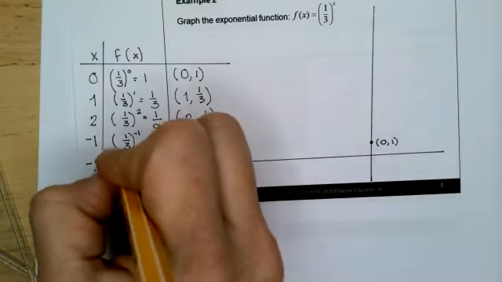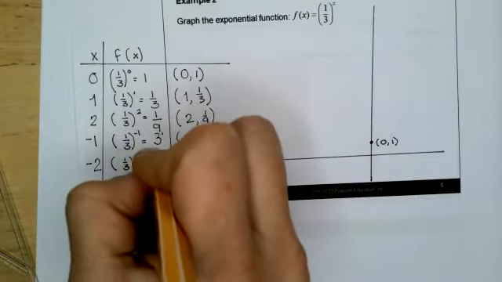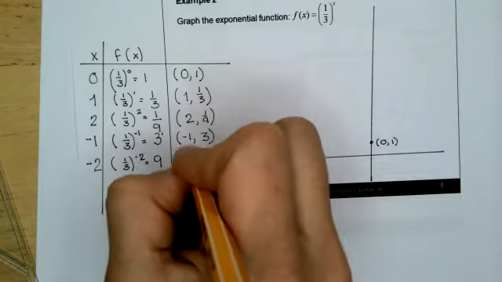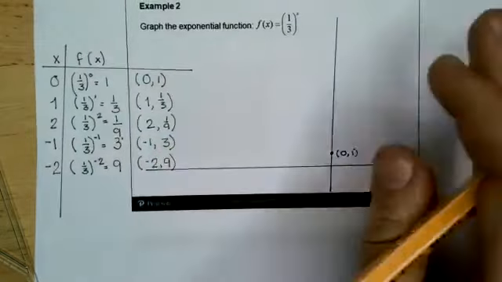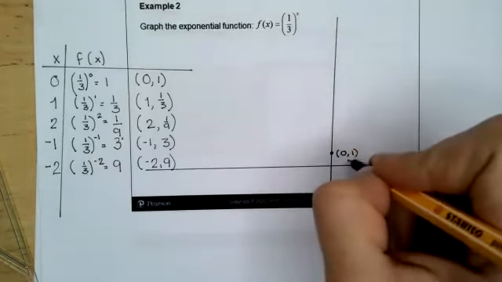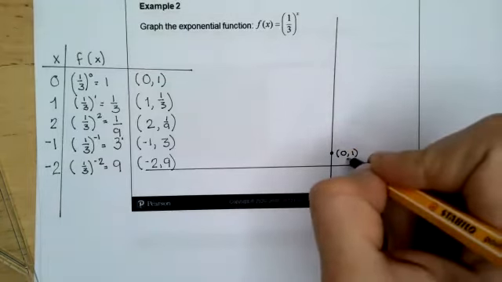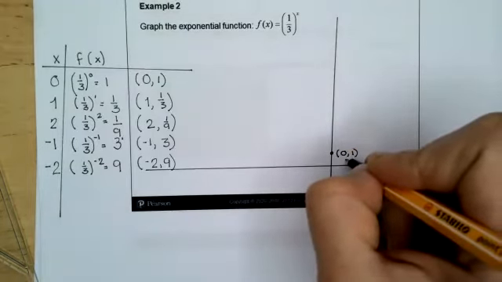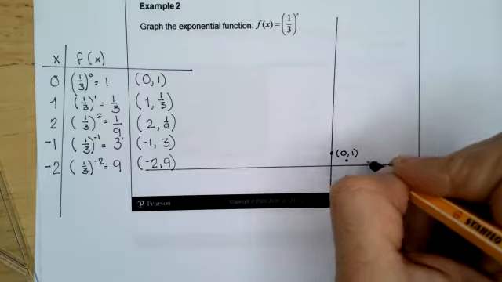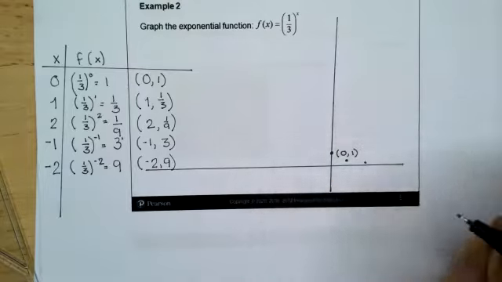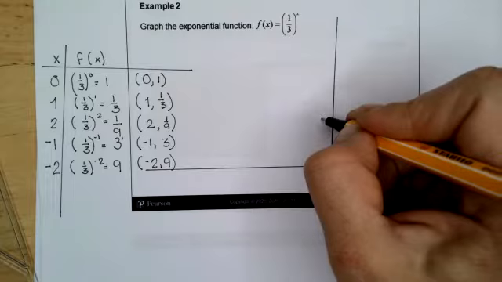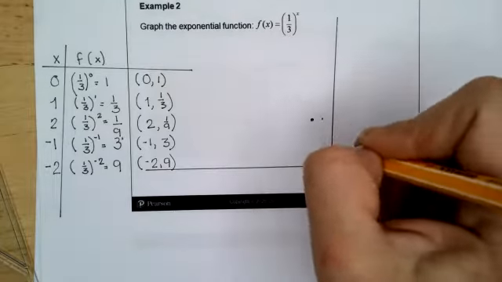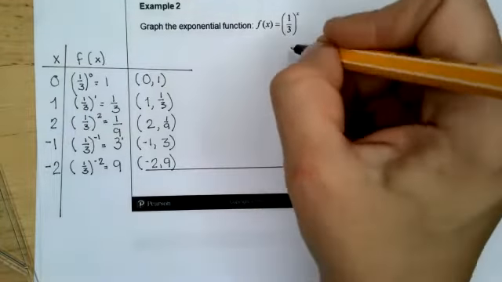For -2, 1/3 to the power of -2 means I move that 3 up to make the -2 positive. So that becomes 3 squared, which is 9. (-2, 9) is my next point. So we have (0, 1), (1, 1/3), (2, 1/9), but (-1, 3), and (-2, 9), all the way up.